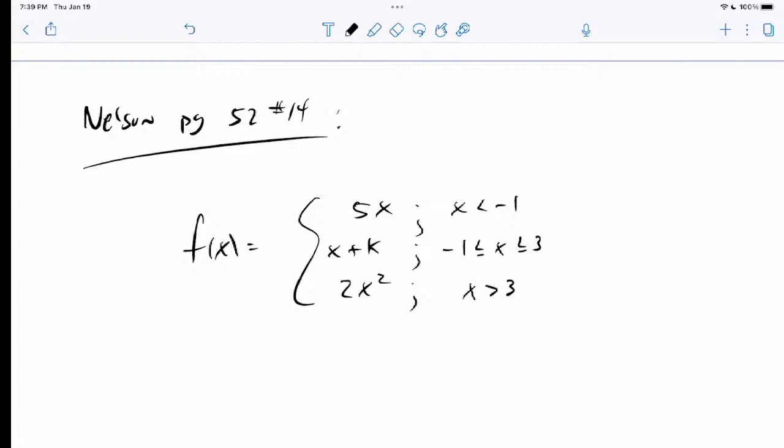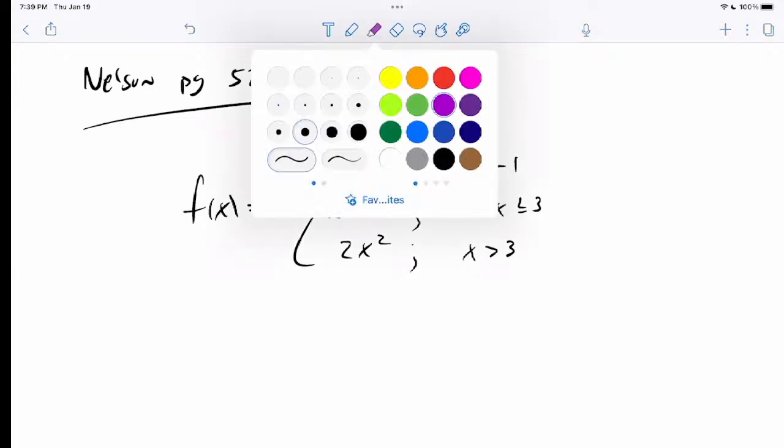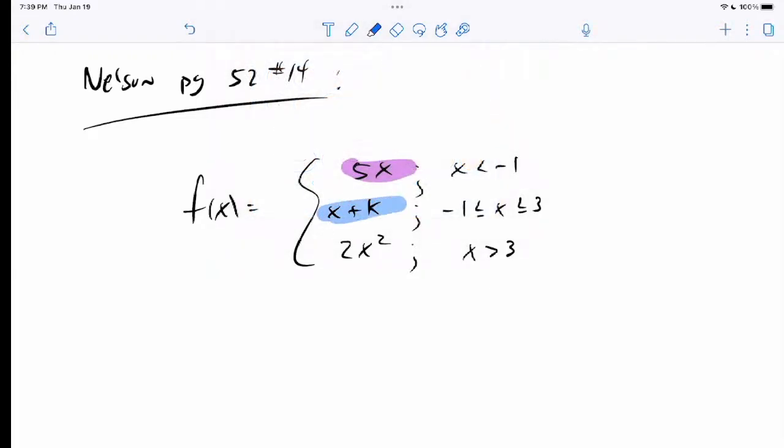So with this one here, they're asking you to show there's no way for this to be continuous. The idea here is this is a piecewise function, so it's created from 3 different functions. You've got 2 different types of linear functions, and then you have a quadratic. But for these to line up, these breaking points, at -1 and at 3, the function's got to line up.